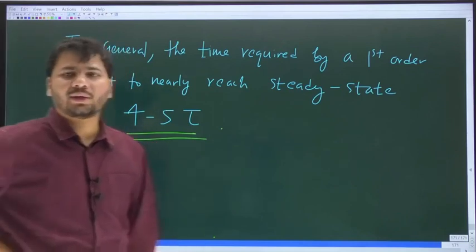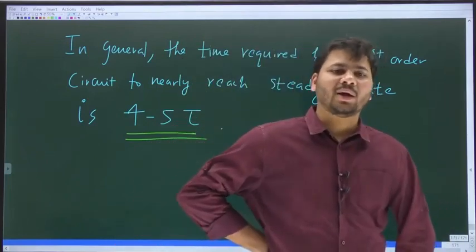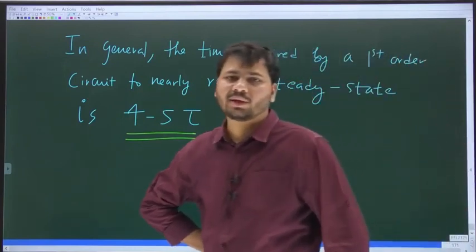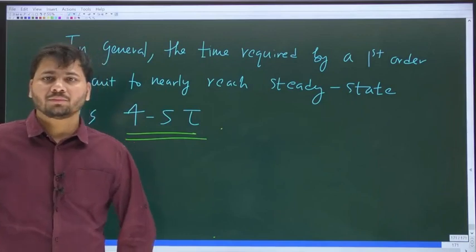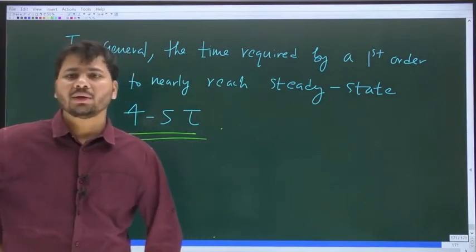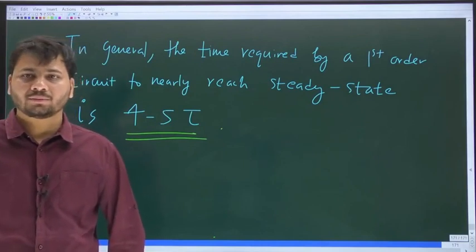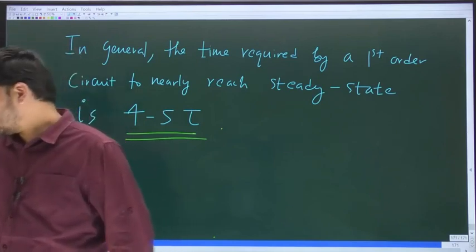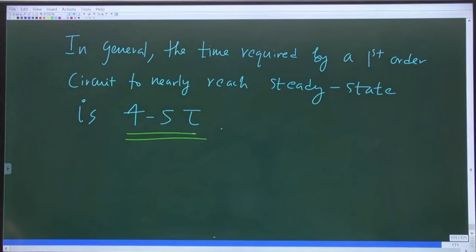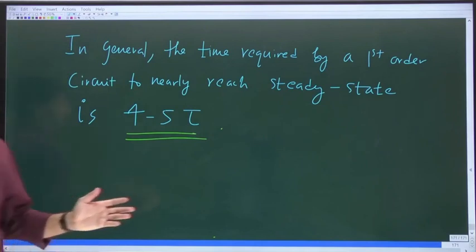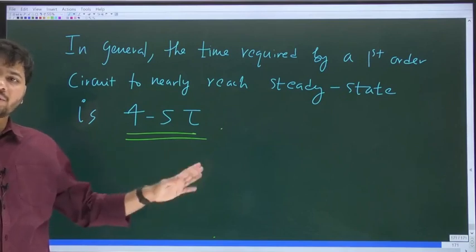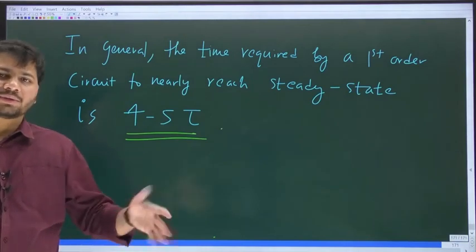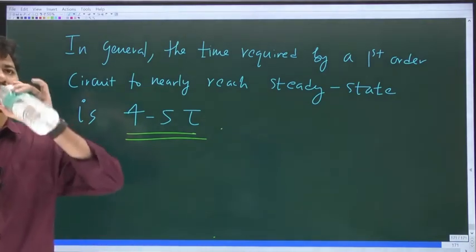Understood? Now let us say there is some first order circuit which has a large value of tau, a large time constant. Is that circuit going to be fast or slow? Slow, right? If the time constant is large, the time required to reach steady state will also be large. It will take a lot of time to reach steady state. That means the circuit is slow. You understood?